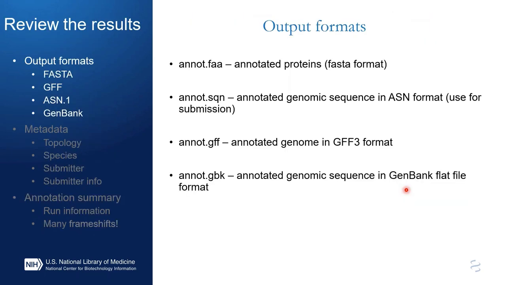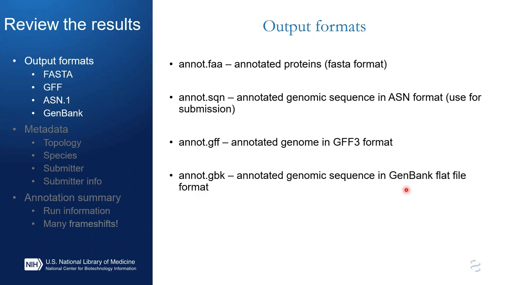So now let's review the results. The output formats that you get should be familiar to you if you're familiar with PGAP at all. You will get a multi-FASTA file of annotated proteins. You will get the annotated genomic sequence in ASN.1 format, which is a format used for submission if you desire to submit your results. You will get the annotated genome in GFF3 format, for loading to genome browsers, for example. And you also get the annotated genomic sequence in GenBank flat file format.